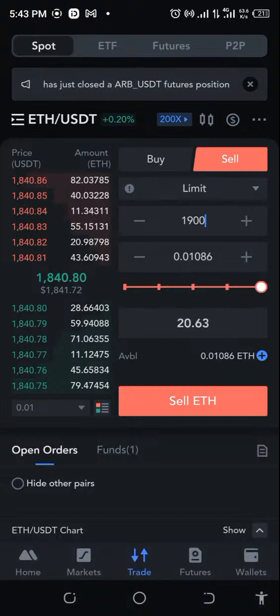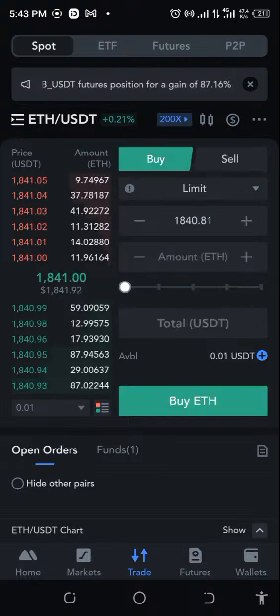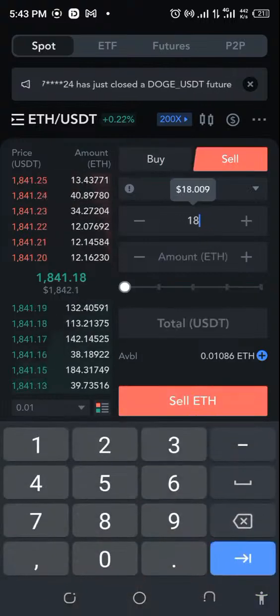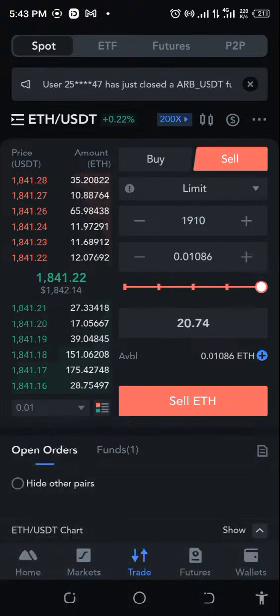All right, I'll make some profit, but I think I want to do more. Let's go back and try and do more. Let's try and add more. Let's make it worth our while. 1,910. Just something convenient, at least to be able to make money in it. Okay, something in the range.